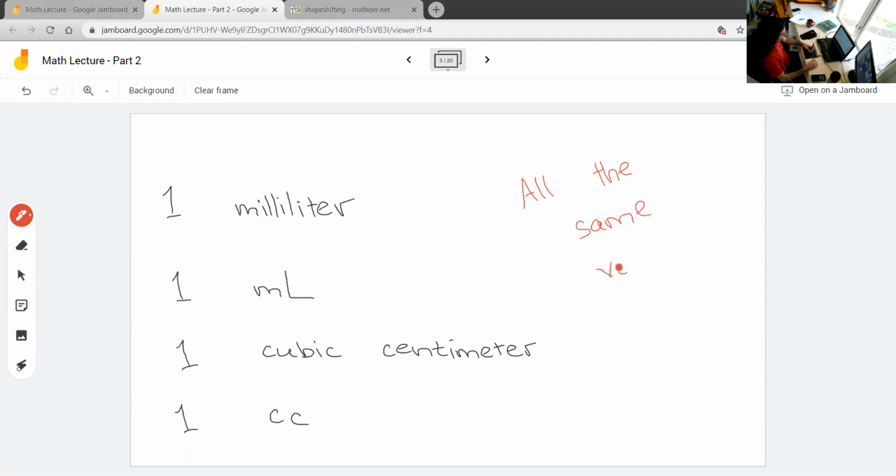I have no idea why, if you are in nursing or motorcycle engine creation, you use cc's, and most of the rest of the world uses mils. But that's how it is. Just recognize they're all the same thing, no matter what words people are using. You have a little cube that's 1 centimeter on a side, and we're filling it up with something.